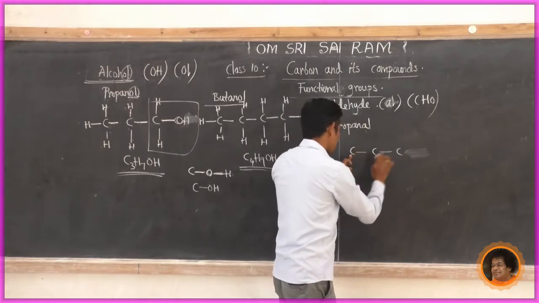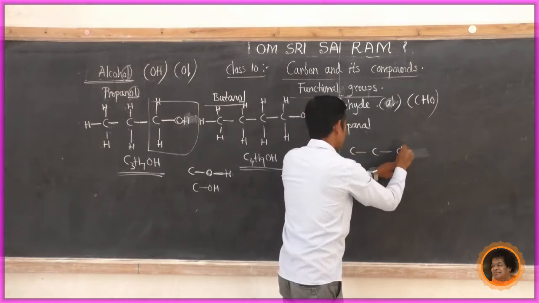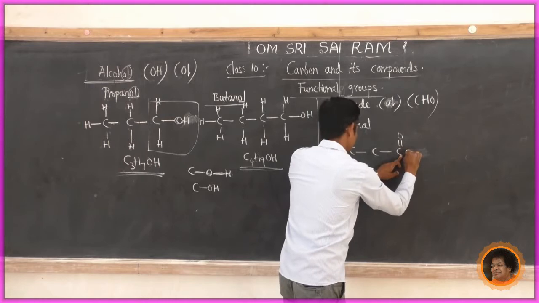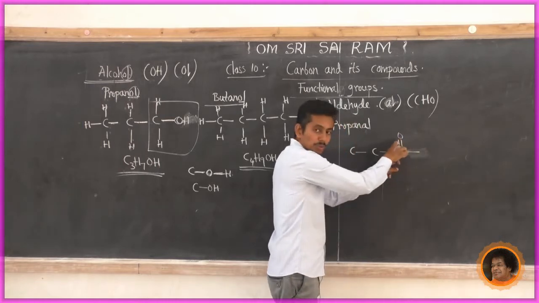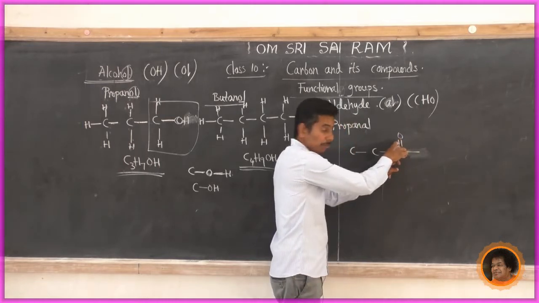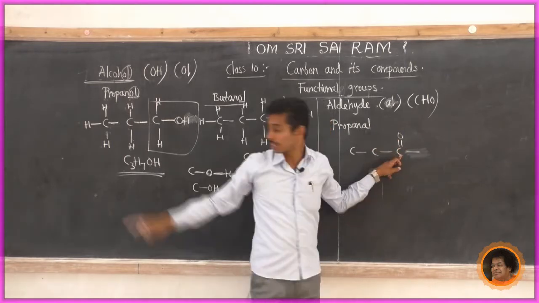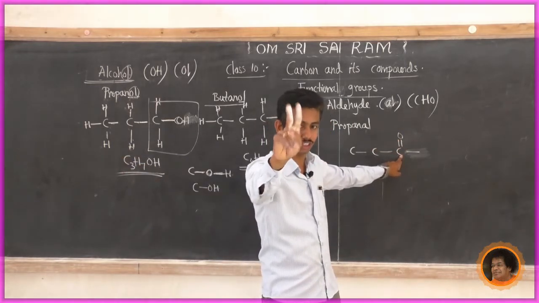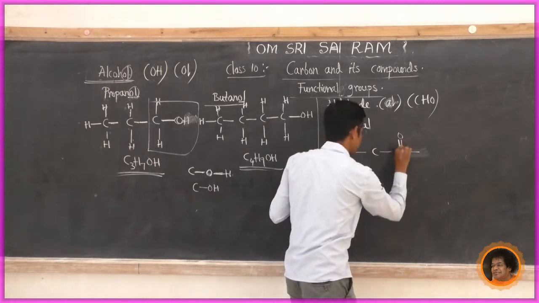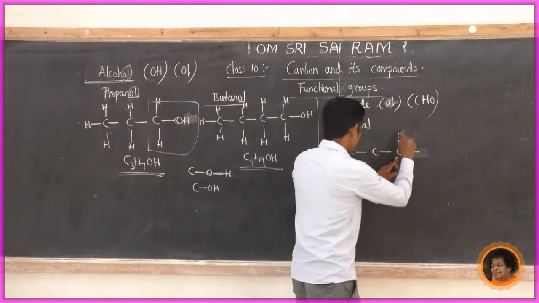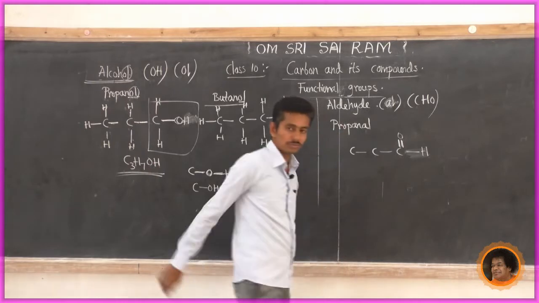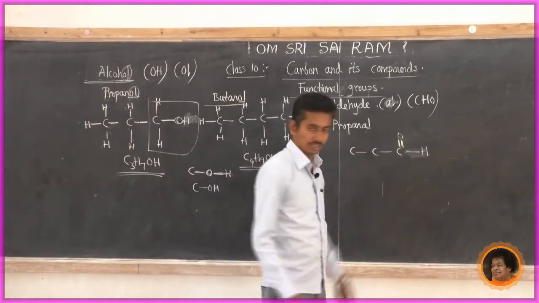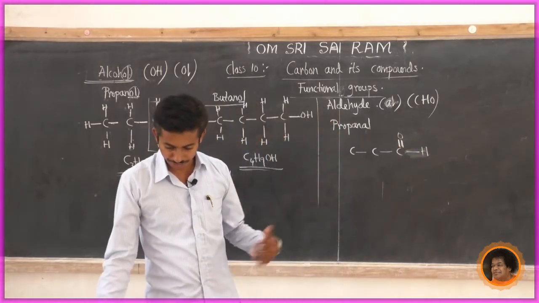Prop means 3 carbons. Use this C. Then oxygen. Why is there a double bond with this oxygen? Because oxygen has 2 electrons in its outermost shell, so there is a double bond between this carbon and oxygen. CO, then H. Now CHO is over.